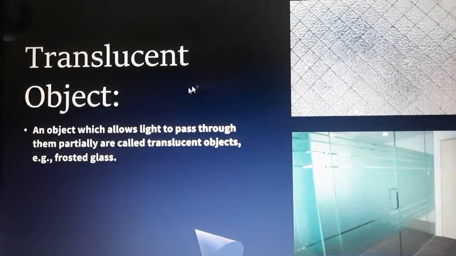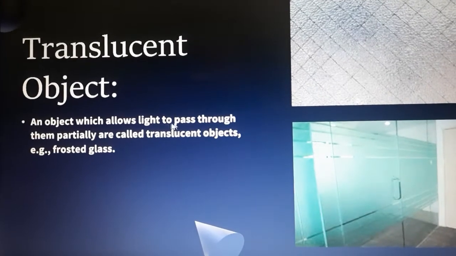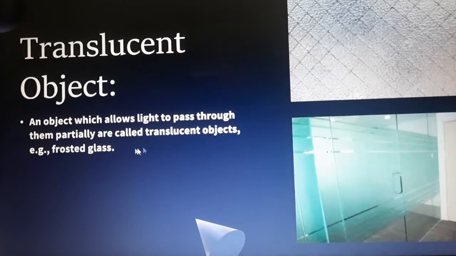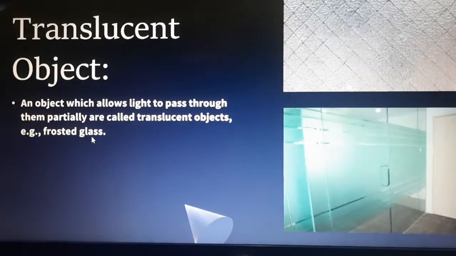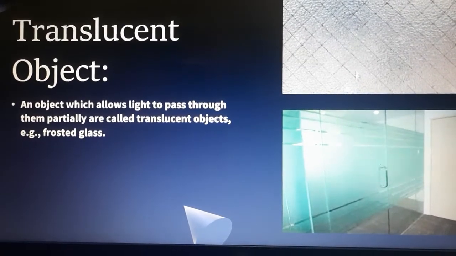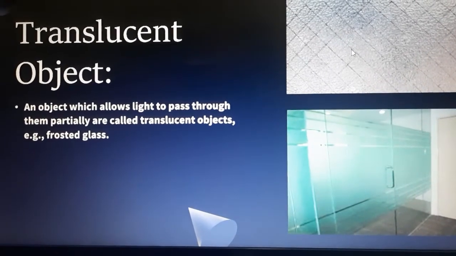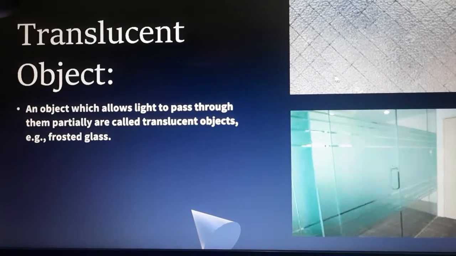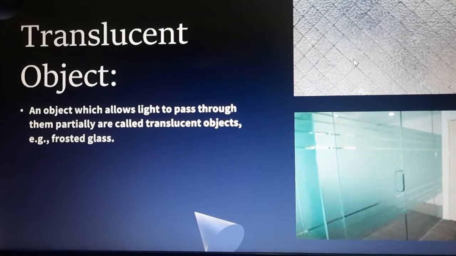The next is translucent object. An object which allows light to pass through them partially are called translucent objects. Example: frosted glass. So frosted glass is an example of translucent object. As you can see in the picture, we cannot see clearly through these glass. So they are known as translucent object because they do not allow light to pass through them completely.